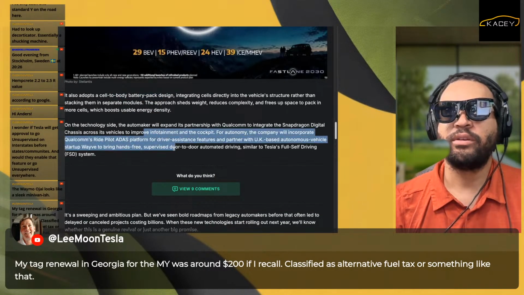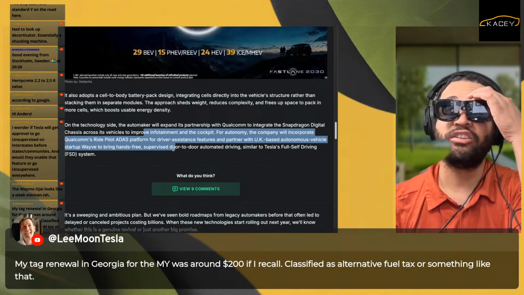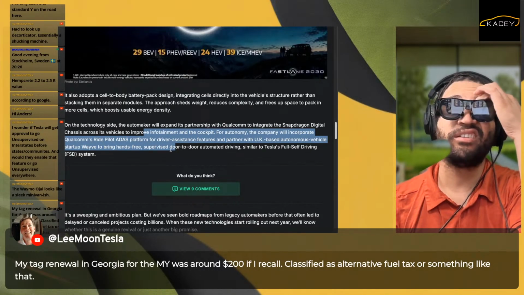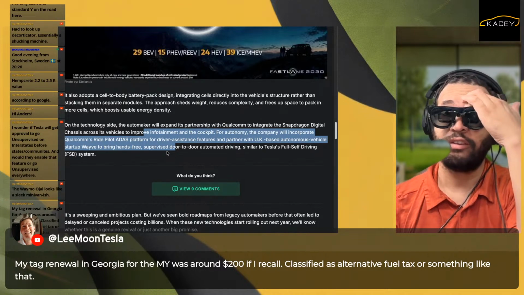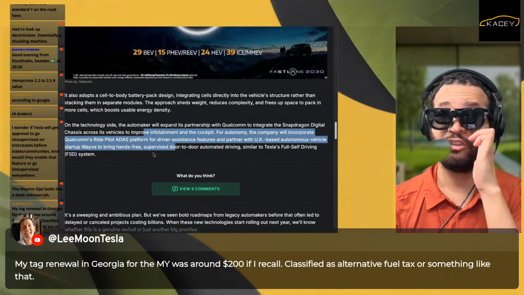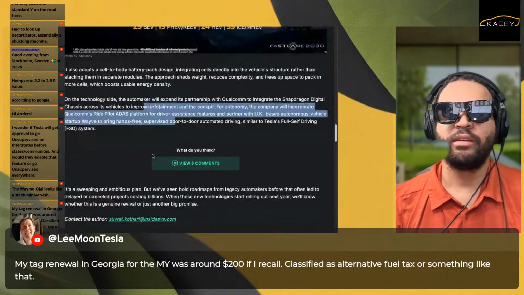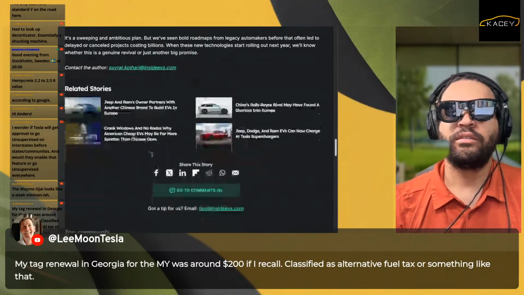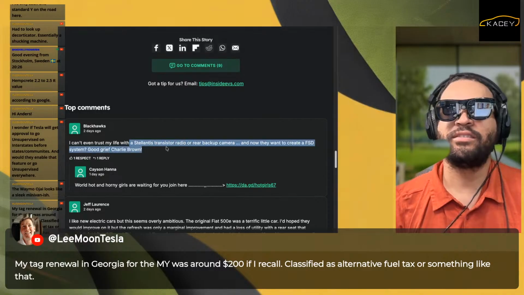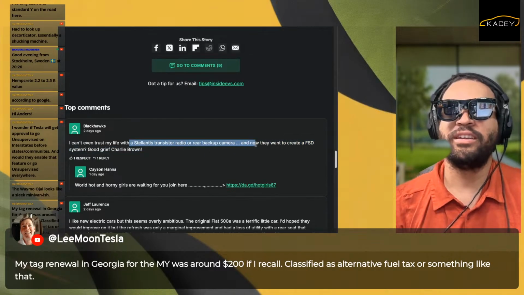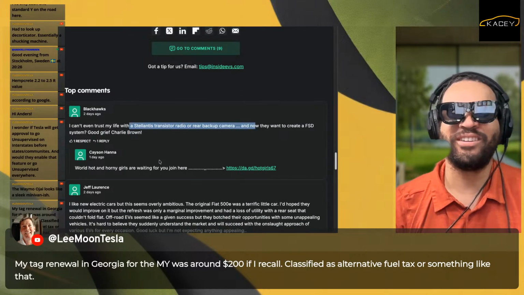Expand its partnership with Qualcomm. Integrate the Snapdragon digital chassis. Interesting. I'll have to look and see what Snapdragon considers to be a digital chassis. Sweeping ambitious plan. All right, look at these comments. I can't even trust my life with a Stellantis transistor radio or rear backup camera. Now they want me to create an FSD system. Good luck, Charlie Brown. Or good grief, Charlie Brown.